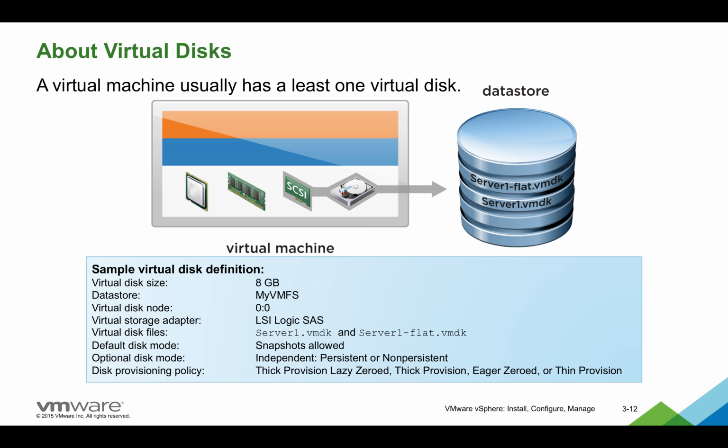You can see in the example here, under virtual disk files, that server1.vmdk and server1-flat.vmdk are the names of the two virtual disk files. You can also see next to default disk mode that the snapshots are allowed.